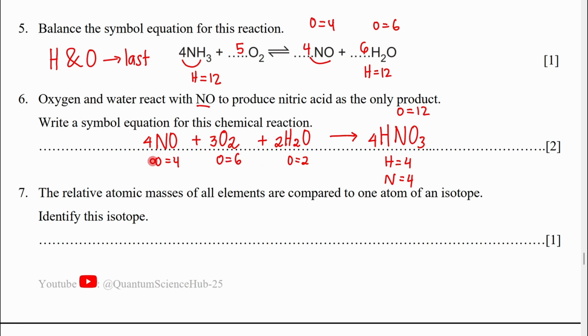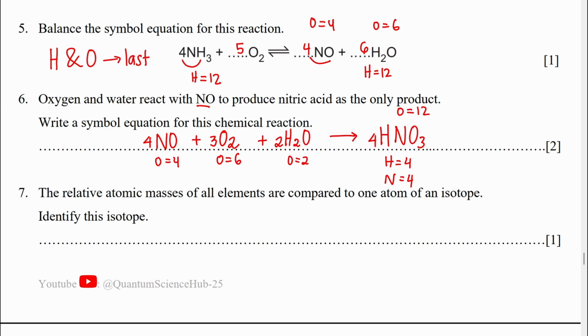Okay, let's check one more time. 4N. Also here 4N. Hydrogen here is 4 and here 4H. Oxygen altogether here is 12 and oxygen here is 4 times 3 equals 12. Okay, so the correct coefficients here are 4, 3, 2, 4.